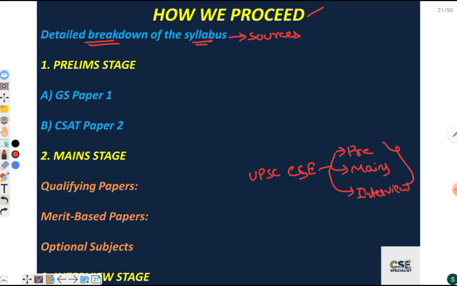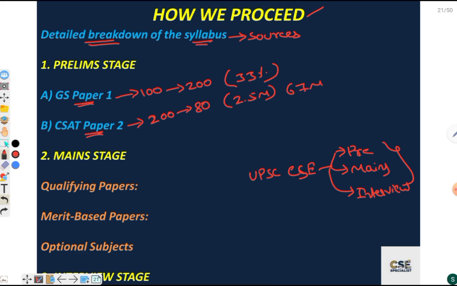In the prelims stage we have GS paper 1 and GS paper 2. GS paper 1 consists of 100 questions and is of 200 marks, 2 marks each, and there is a negative marking of 33%. And the GS2 paper also consists of 200 marks and is of 80 questions. It consists of 2.5 marks each. It is of a qualifying nature, that is you have to get at least 67 marks to qualify the GS2 paper, and GS paper 1 is a merit paper where through this merit you will be qualified for the mains.